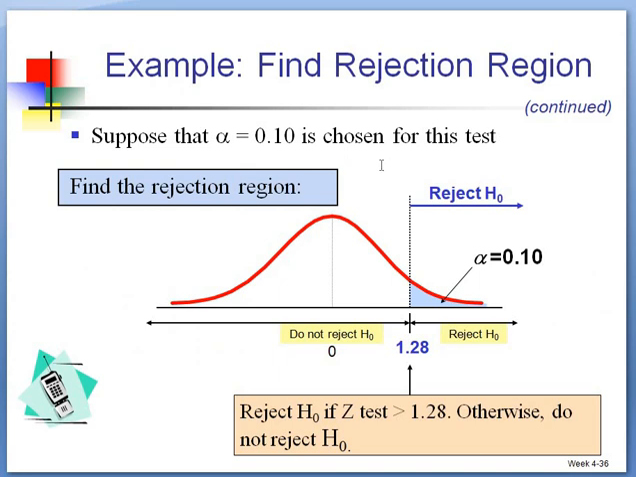Step 2, find the rejection region. Since the question says alpha equals 0.1, referring to the table, we get that 0.1 for a 1-tail test is 1.28. Reject the null hypothesis if the z-test statistic is greater than 1.28. Otherwise, do not reject the null hypothesis.